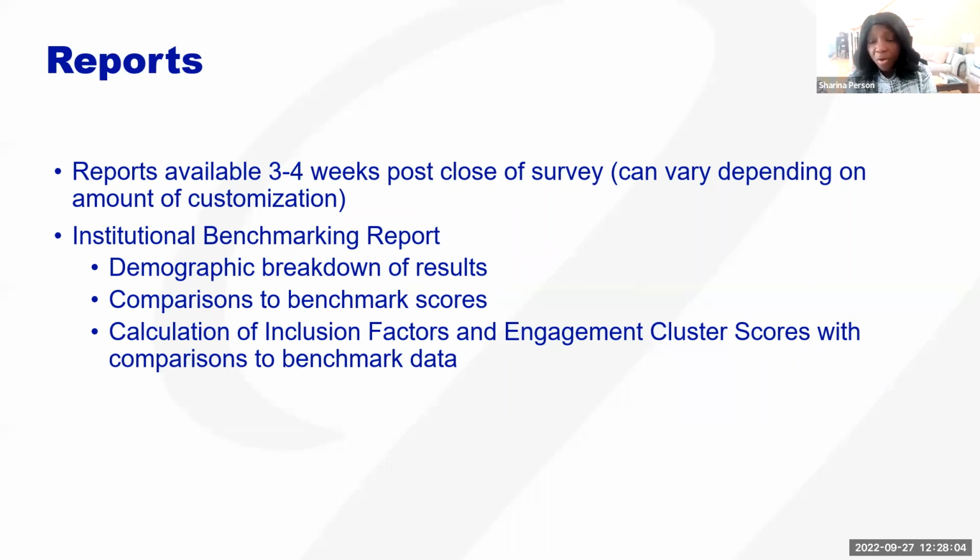required. So we produce institutional benchmarking reports that give a demographic breakdown of results. So every institution that does this gets per question, overall, and by demographic category, comparisons to the benchmark scores for all of those things, calculation of inclusion factors and engagement cluster scores with comparisons to benchmark data. And within the last year, we've also started providing an executive summary that goes along with that voluminous report that I mentioned, because sometimes people get a little overwhelmed with all of the numbers. So we try to digest it and put together an executive summary that has been met with a lot of praise.